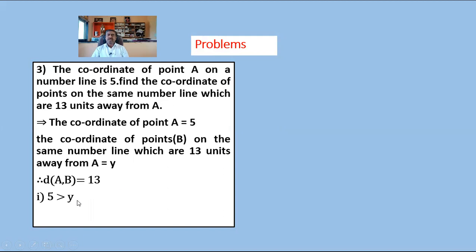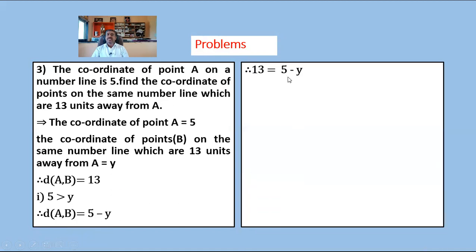In the first possibility, 5 is greater than y. Therefore, distance AB is equal to 5 minus y. Distance AB is equal to 13, so 13 is equal to 5 minus y. Minus y goes to the LHS and 13 goes to the RHS, with a sign change. Y is equal to 5 minus 13, which is minus 8. Then the coordinate of the other point B is minus 8.